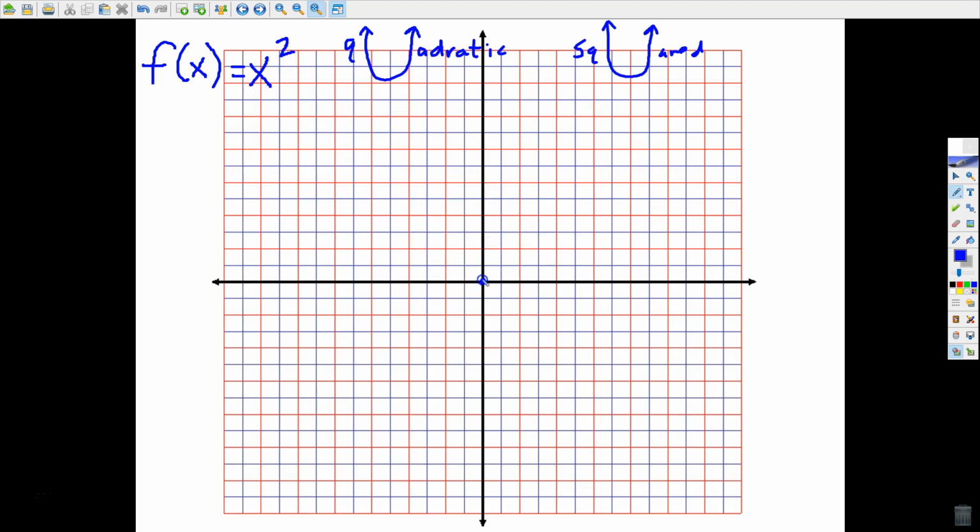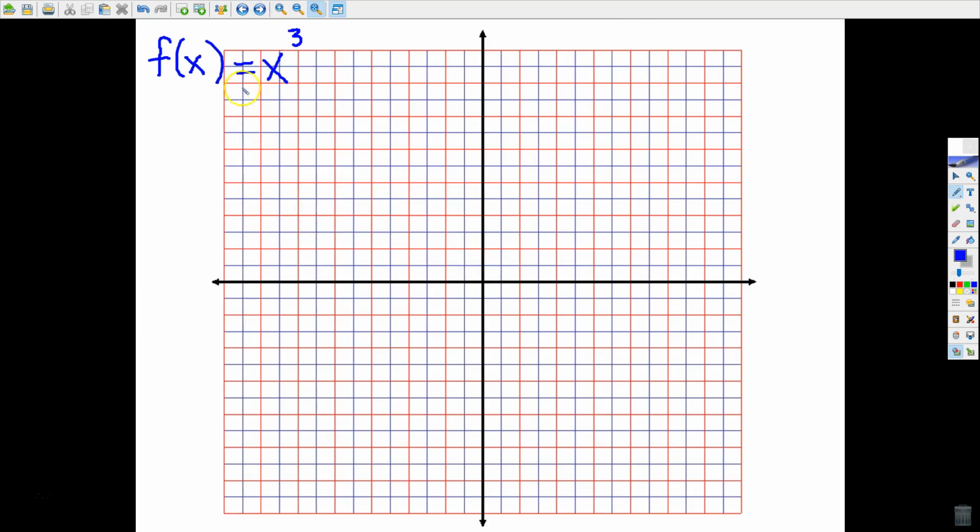And so here is the parent function, f of x equals x squared. It always looks like this. It has the vertex at the origin. We could input 1 and get 1. We input -1, we also get 1. If we input 2, we get 4. And that's also true for -2. There is symmetry around the y-axis. And so when you're asked to graph the parent function f of x equals x squared, it will look like this.